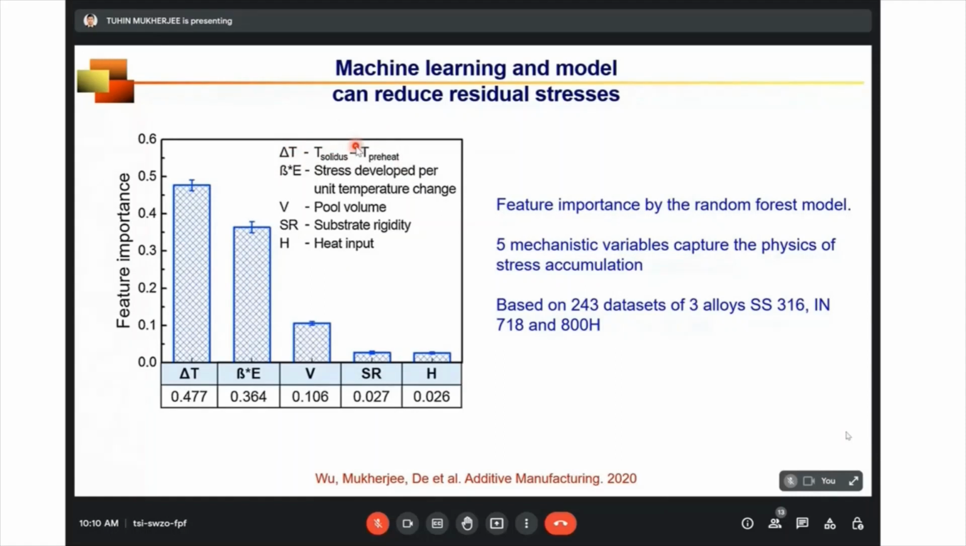And this is not a new science. If we go back to the fusion welding literature, we always see that welding practitioners preheat the component to reduce the residual stress. So if they preheat the component, they are nothing but reducing the delta T, which is the most important variable for controlling residual stresses.